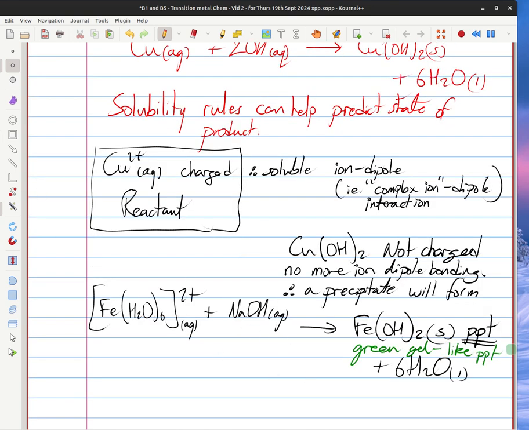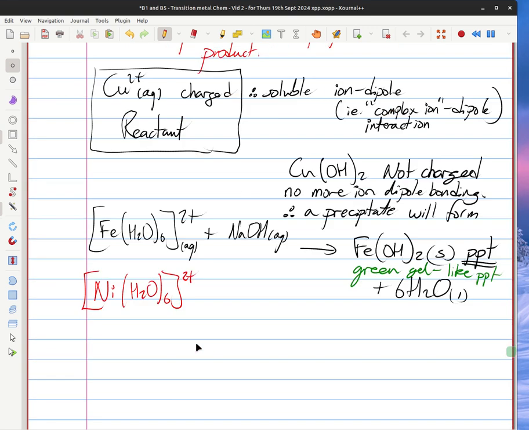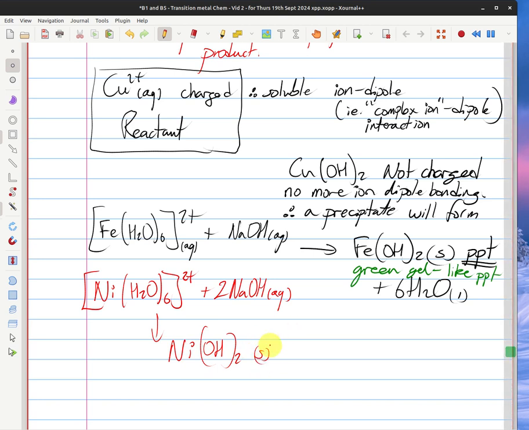Okay, so any metal complex, we can do nickel aqua complex, which again will always have 6 ligands. This one is +2 charged as well. Nickel +2 is probably the most common oxidation state of nickel. And we can throw in yet more NaOH. Good day for NaOH sellers. We will end up with a non-charged species, which I know is going to be precipitate. And 6H2O, H2O liquid.